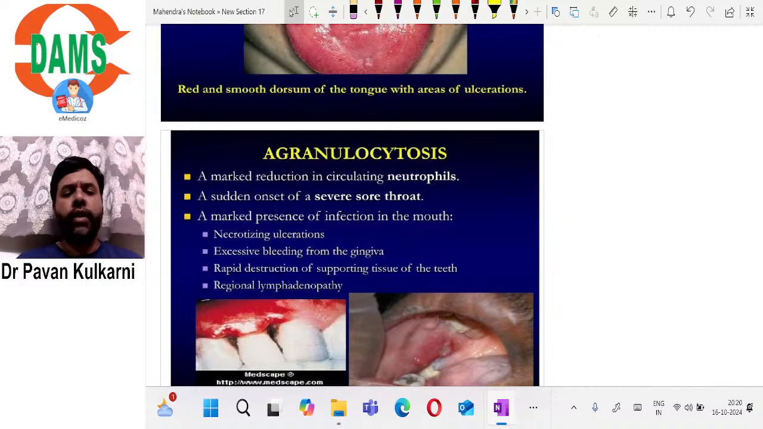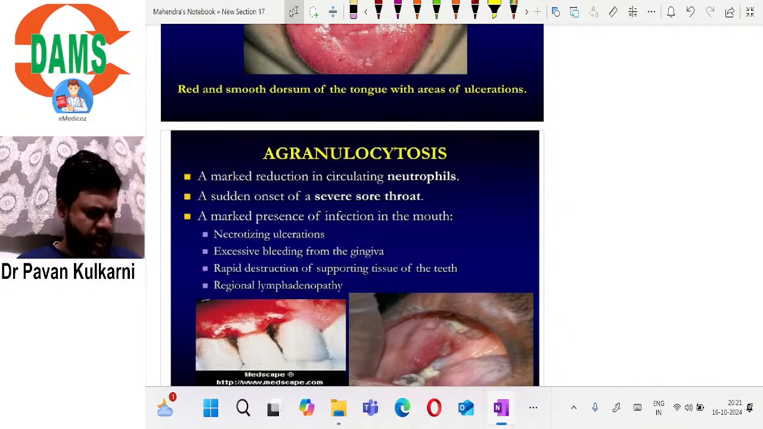That regional lymphadenopathy is obviously because of infection, so inflammation or secondary infection will lead to regional lymphadenopathy. But what is important in agranulocytosis are oral ulcers, particularly the gingival ulcers. More specifically, you will see gingival ulcers and necrotizing ulcers in the oral cavity.